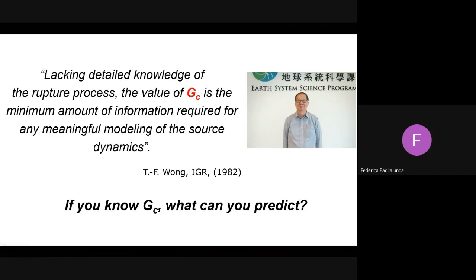And here I'm presenting a quote from the paper of Tekton in 1982, saying that lacking detailed knowledge of the rupture process, the value of GC is the minimum amount of information required for any meaningful modeling of the source dynamics. So the question I would like to address now is: what can we do if we know the value of GC, the local value of GC along faults?